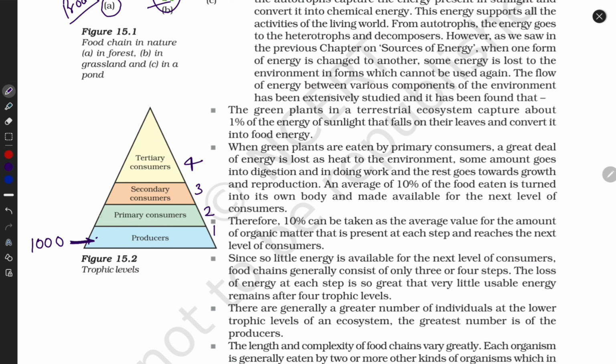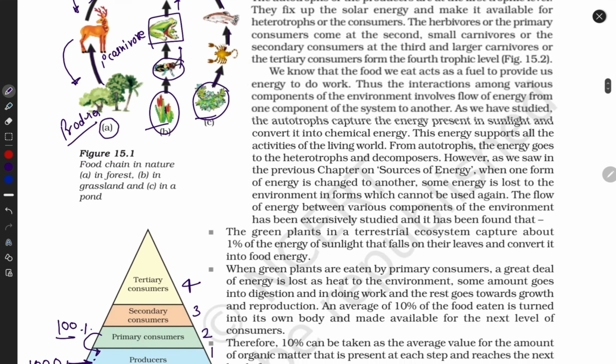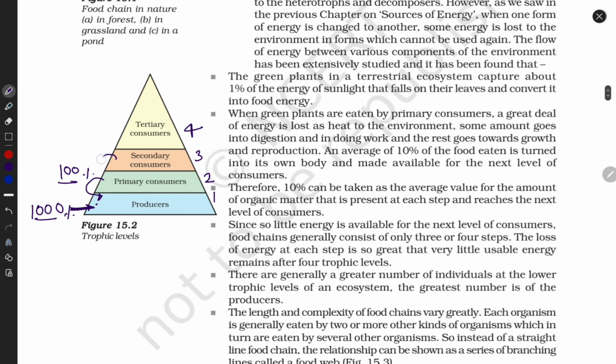and if primary consumers eat producers, they get 100% energy. This is 1000, this is 100% energy. And if secondary consumers feed on primary consumers, they get 10% energy. And tertiary consumers feed on secondary consumers, they get 1% energy. And if decomposers feed on their dead material, they get 0.1% energy. This means the 10% rule. The 10% rule always applies.